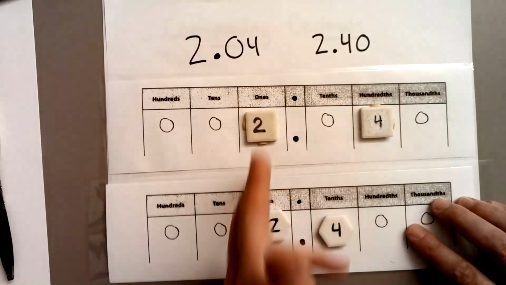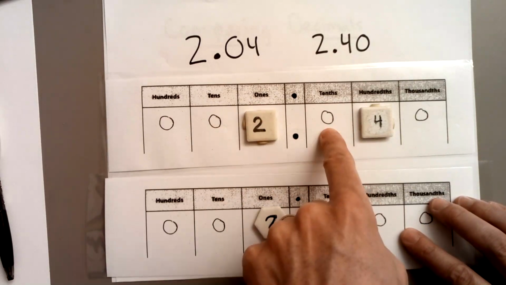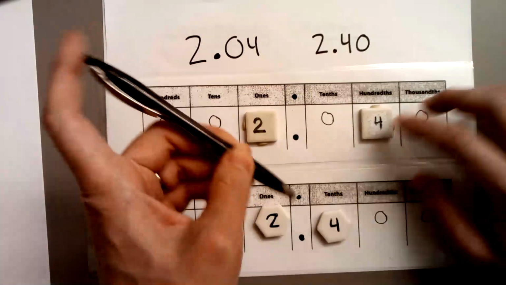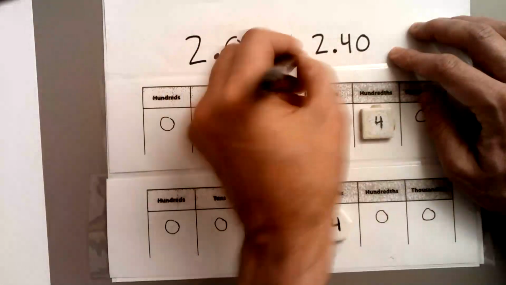So again, looking in the ones place, I have a tie. If I go back to the tenths place, well, 4 is greater than 0, so 2 and 4 tenths, or 2 and 40 hundredths, is going to be the greater amount.